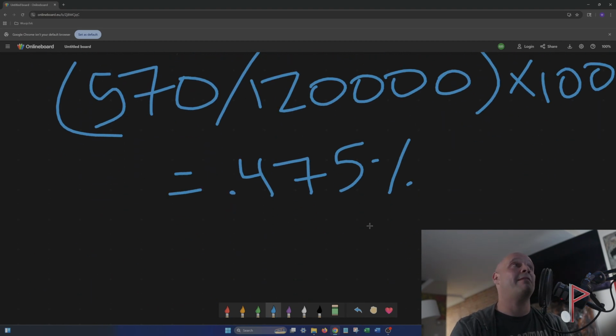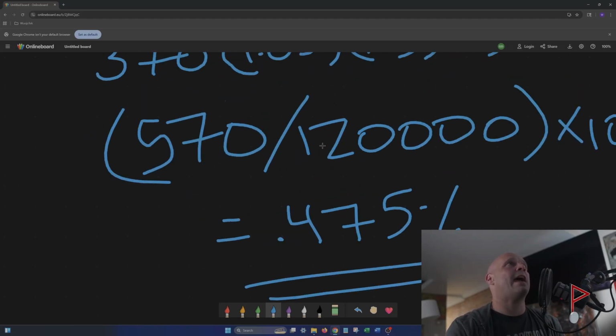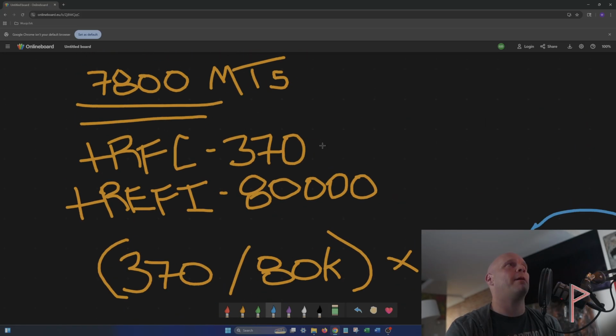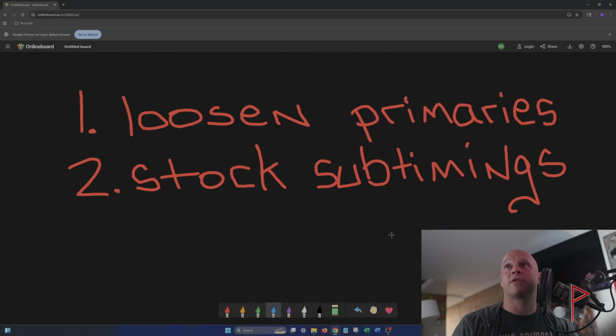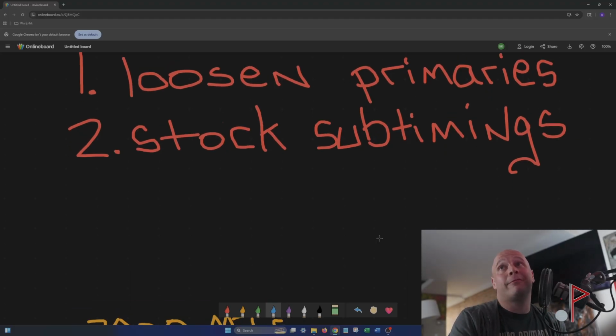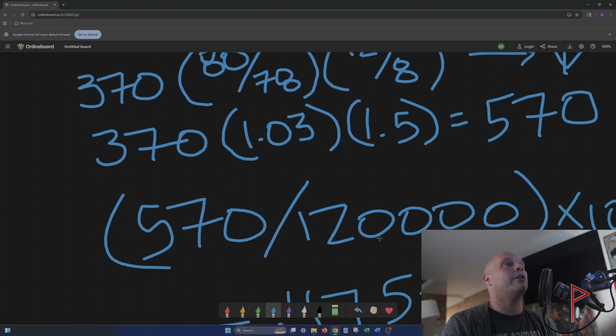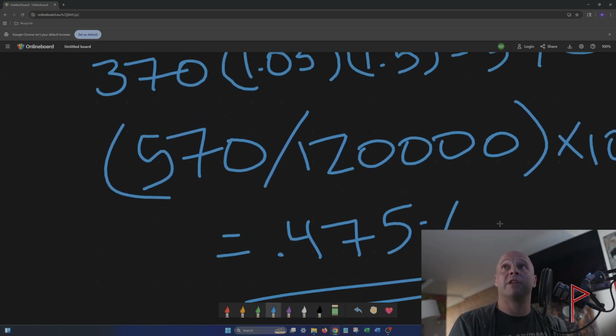If you maintain that, and you've loosened your primaries, and you're running your stock subtimings, your auto subtimings, if you maintain that percentage, you're not going to error. Now, what does that do for you? That in and of itself, not too much, but you can use that formula. You can tick up your tREFI, and you can tick up your DRAM frequency. You can maintain this consistent tRFC at the new value.